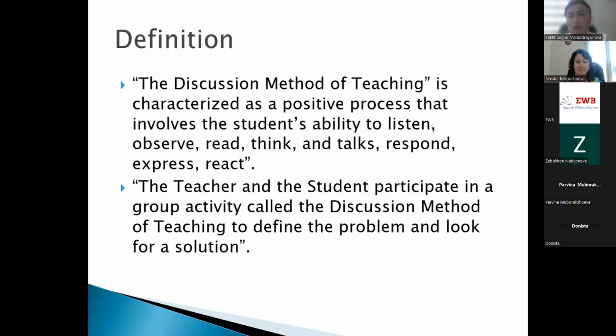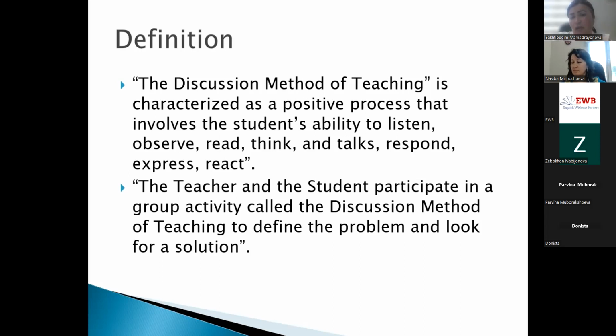So the definition for the discussion method of teaching is characterized as a positive process that involves the student's ability to listen, to observe, to read, to think, and to talk, respond, express, react. Now you see, from these verbs, you can see that a student can develop all his emotional and active abilities. At the same time, they listen to each other, they observe each other.